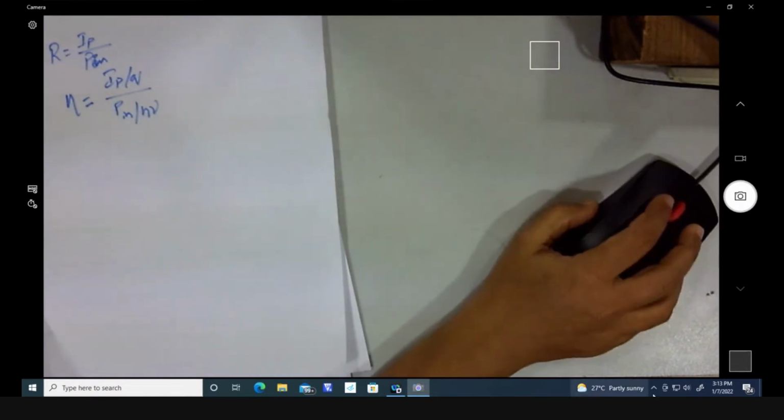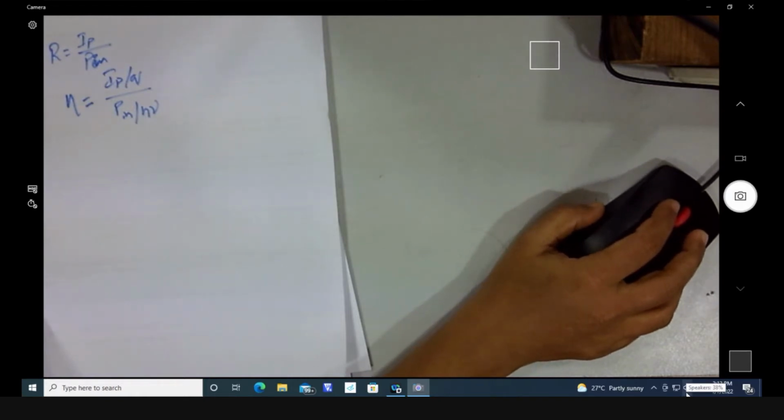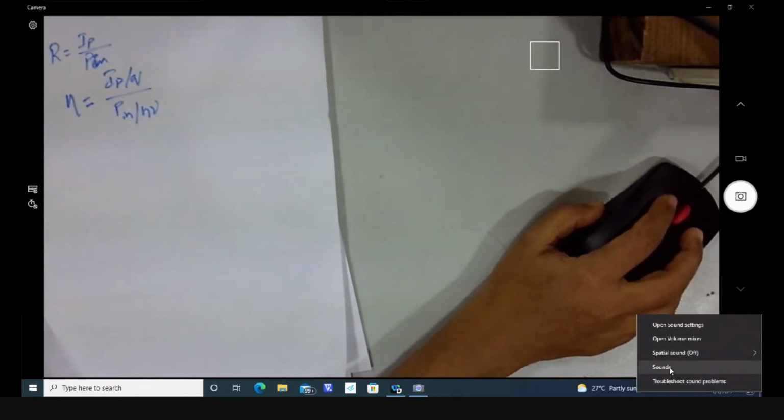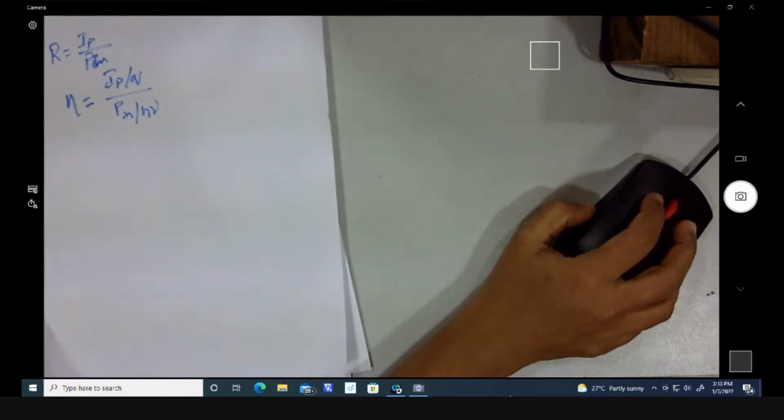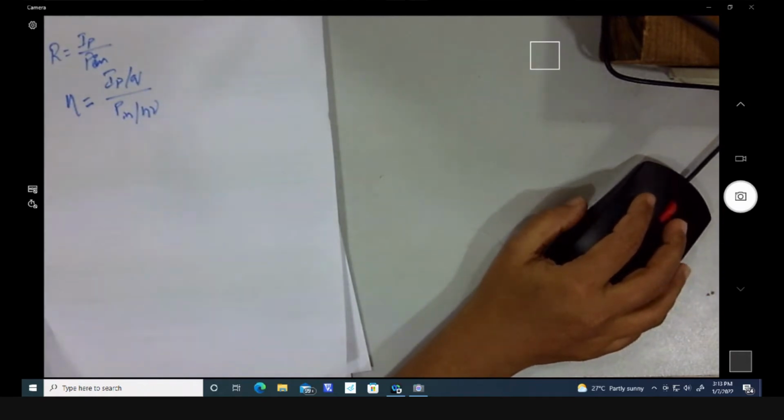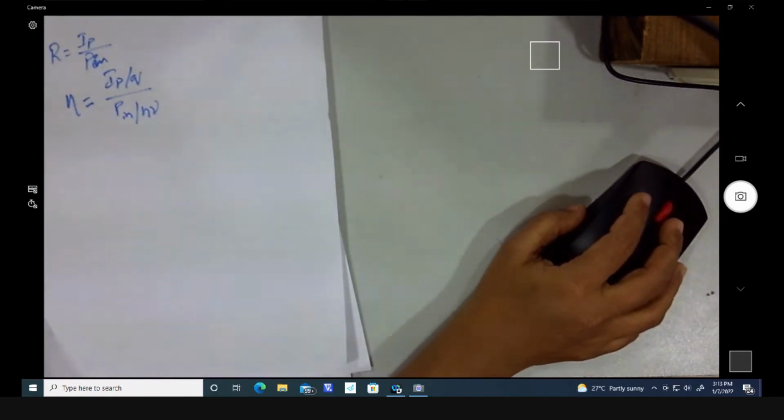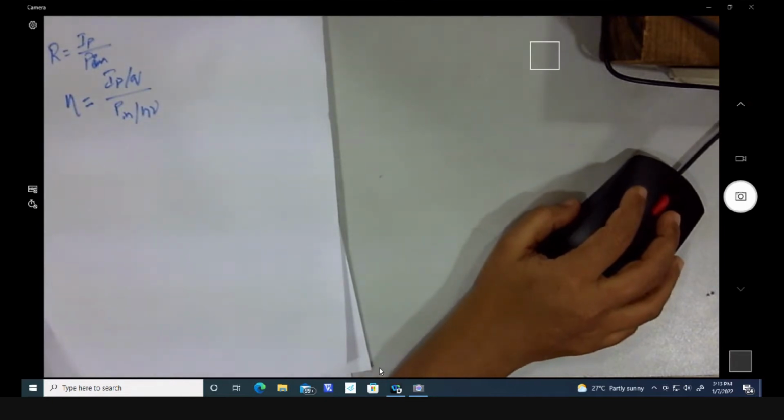Yes, ma'am. Okay. Can you tell me the energy? How much energy should it have? h nu. Okay, one photon energy will be equal to h into nu. h is Planck's constant and nu is frequency. So from that you can find out the wavelength. What is the relation between frequency and wavelength? It is nu equal to c by lambda.